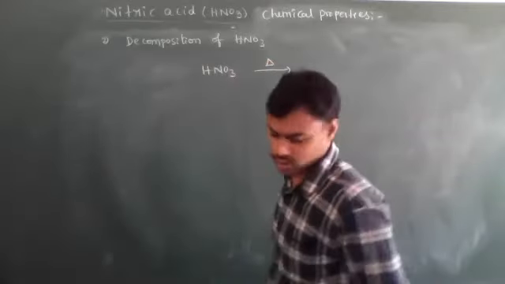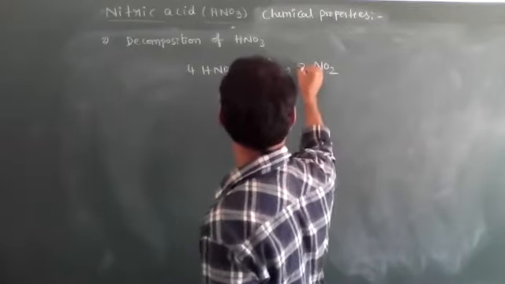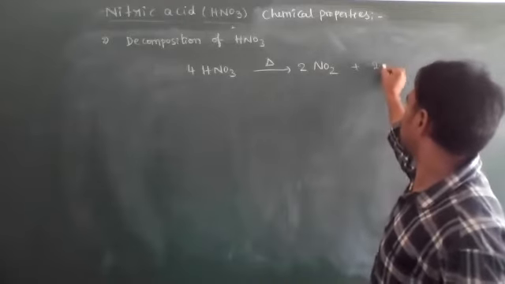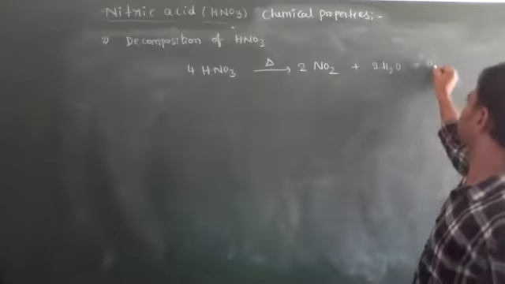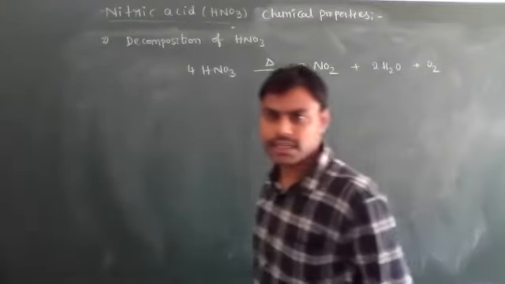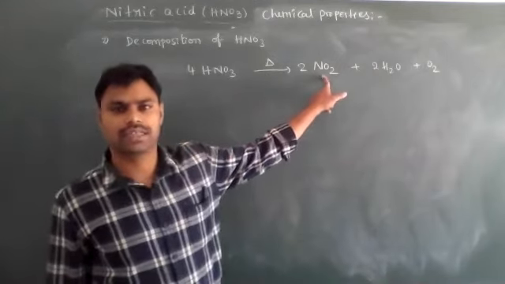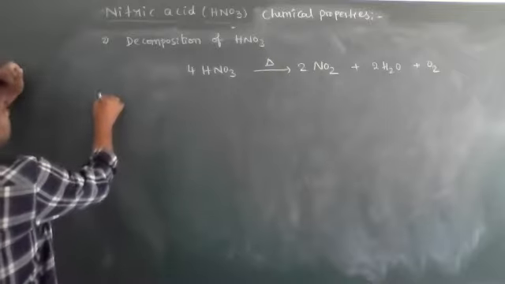HNO3 itself decomposes, converting to nitrogen dioxide: 4HNO3 gives 4NO2 plus 2H2O plus O2. It releases oxygen gas and nitrogen dioxide gas. This is a decomposition reaction. Next, reaction with metals.